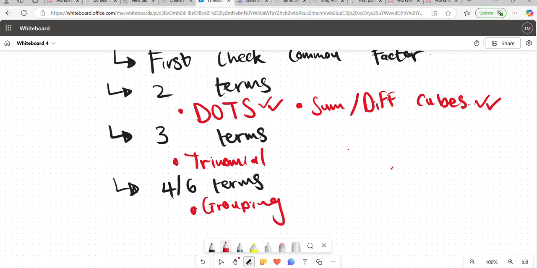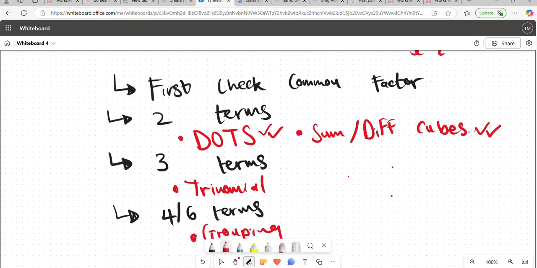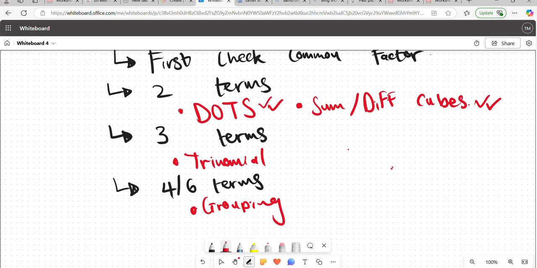And that's it, guys. So again, let me just recap. What do you do first? You always check if there's a common factor that you can take out, right? If there isn't, then you go and check. Are there two terms? Yes, there are. Is it a difference of two squares? Is there a minus between them? Is the first one a square? Is the second one a square? Right? Is it a sum of two cubes?